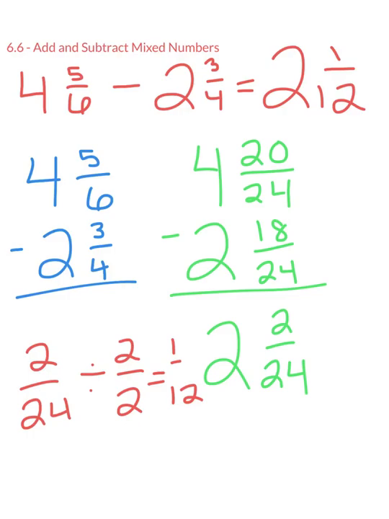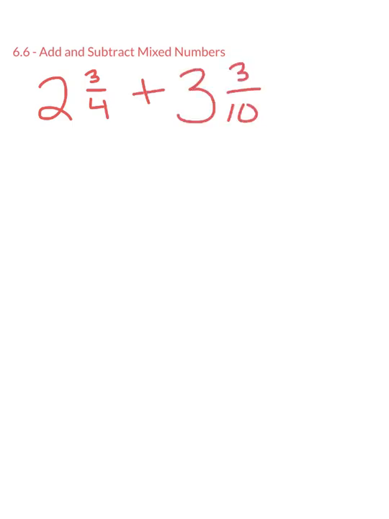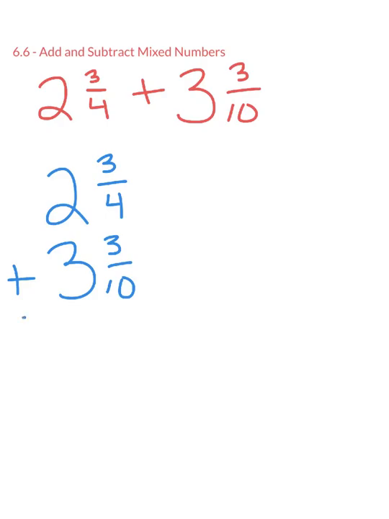And let's look at one more example. All right, let's add 2 and 3/4 plus 3 and 3/10. And I'm going to rewrite the problem vertically. Again, you don't have to, but a lot of students find it helpful. So the first thing I want to do is rewrite each mixed number so the fractions have common denominators. So a common denominator for 4ths and 10ths is going to be 20ths.